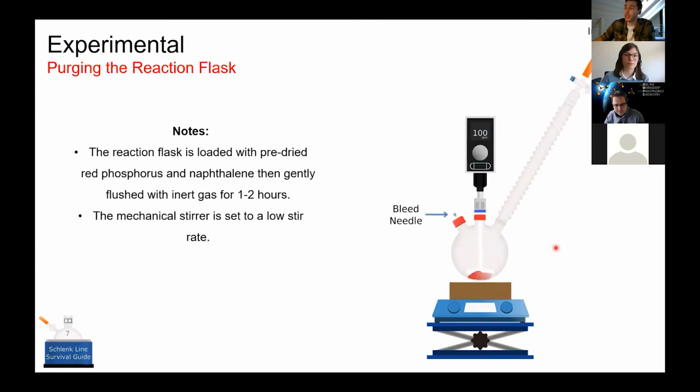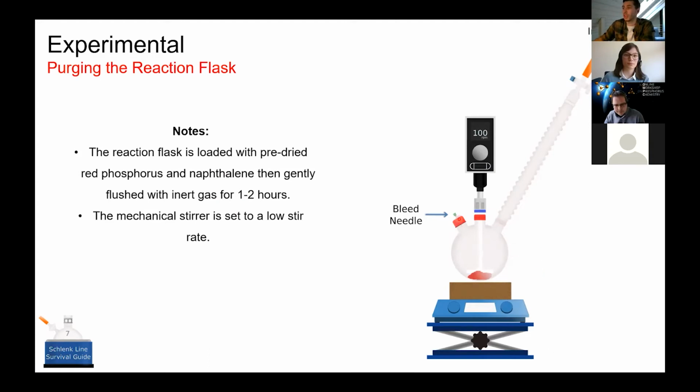The first thing we do is we load our flask with the pre-dried red phosphorus and naphthalene, and we purge the system with inert gas for a few hours. So you could technically just cycle this onto the Schlenk line as usual, but at least for the setup that we found in the Cowley group in Edinburgh, even though our multi-neck flask has a screw thread designed for the mechanical stirrer, it was airtight enough to be sufficiently protected under inert gas atmosphere, but not for it to be fully evacuated.